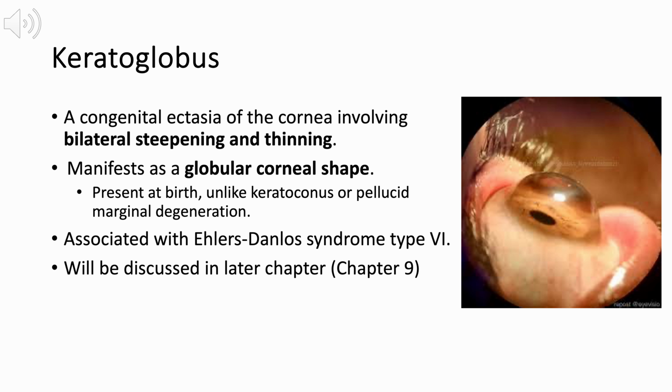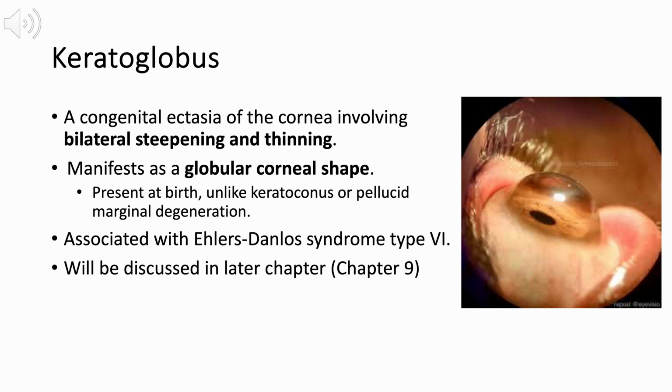Keratoglobus is a rare congenital ectasia of the cornea characterized by bilateral steepening and thinning, which results in a globular corneal shape. Unlike keratoconus or pellucid marginal degeneration, keratoglobus is present at birth, distinguishing it from these progressive ectasias. It has a known association with Ehlers-Danlos syndrome type 4. Further discussion of keratoglobus, including its clinical management and implications, will be provided in Chapter 9 of the BCSC Cornea External Disease series.